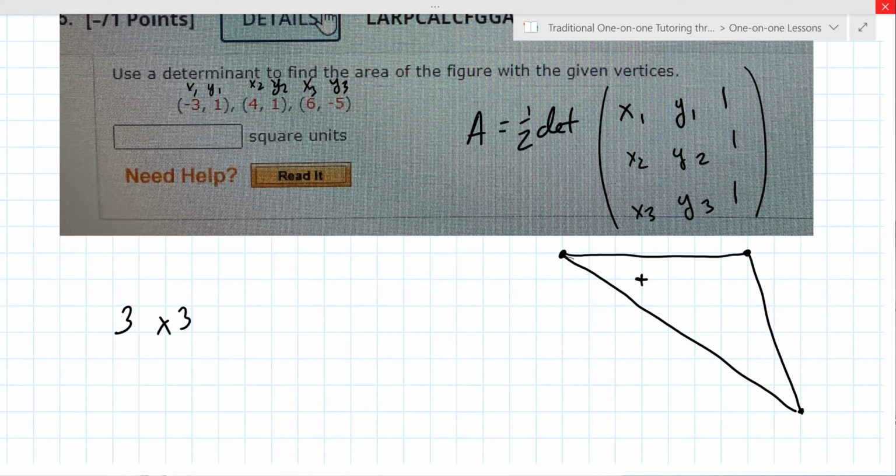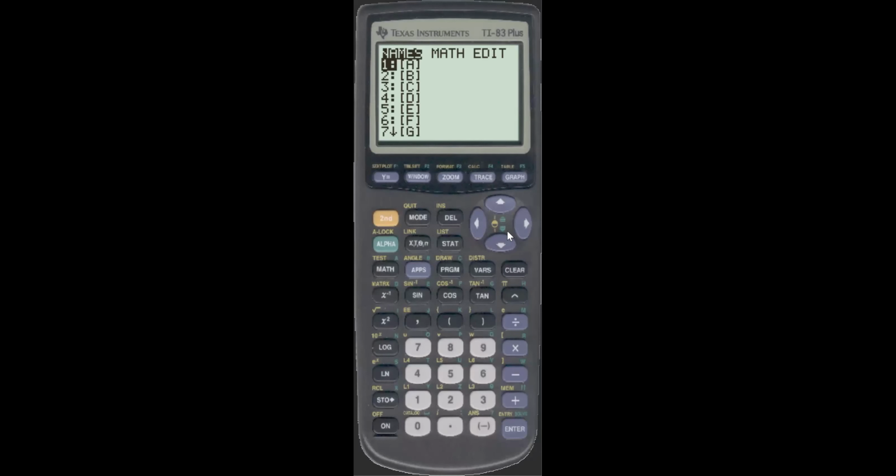All right, so I'm going to share my calculator screen. And if you're already ahead of me, just let me get caught up here. Second matrix, and we want to go over and edit it. So go over to the right, edit, 3x3.